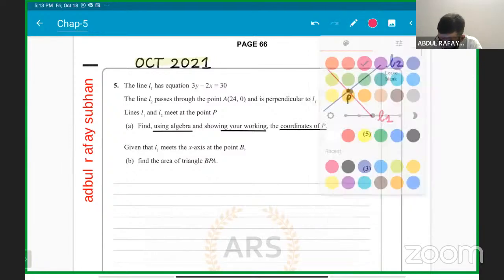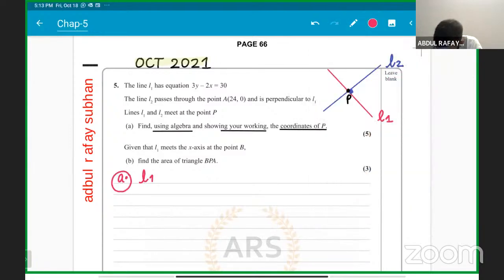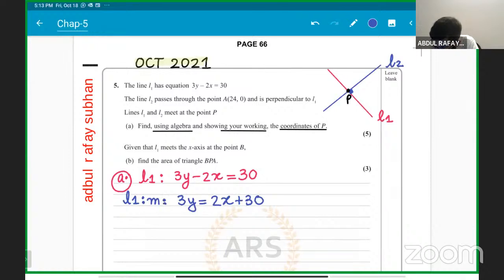Okay, so lines L1 and L2 meet at the point P. The problem is that you only have the line 1 equation, 3y minus 2x equals 30. Is it a problem? No problem, sir. We can easily make the line 2 equation. We just have to find the blue line equation first, and for that we need the gradient from here. The gradient of line L1: 3y equals 2x plus 30, so y equals, the gradient will be 2 over 3. Students got it? The gradient will be 2 over 3 when 3 takes over there.